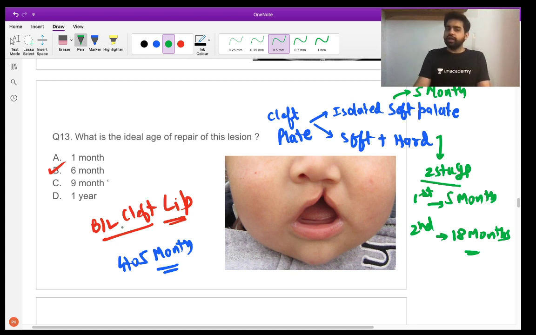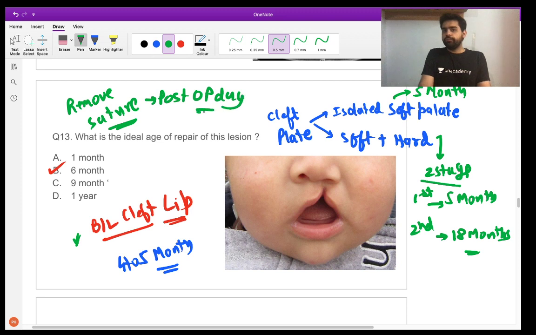Okay, so once you have done the surgery for the cleft lip, when will you remove the sutures? On which post-operative day will you remove the suture? What is the answer, guys? Arshad, what is the answer to this particular question? When will you remove the suture?